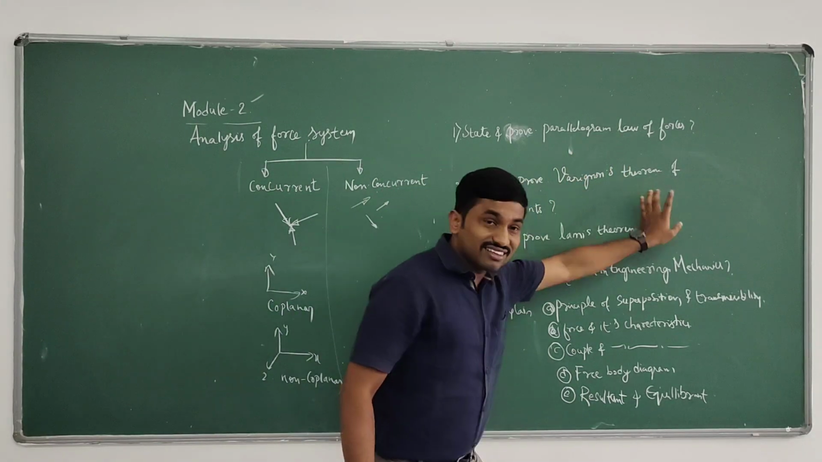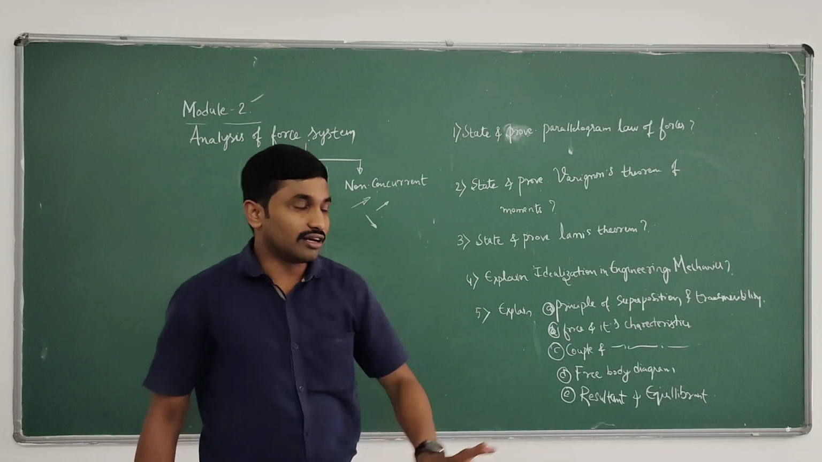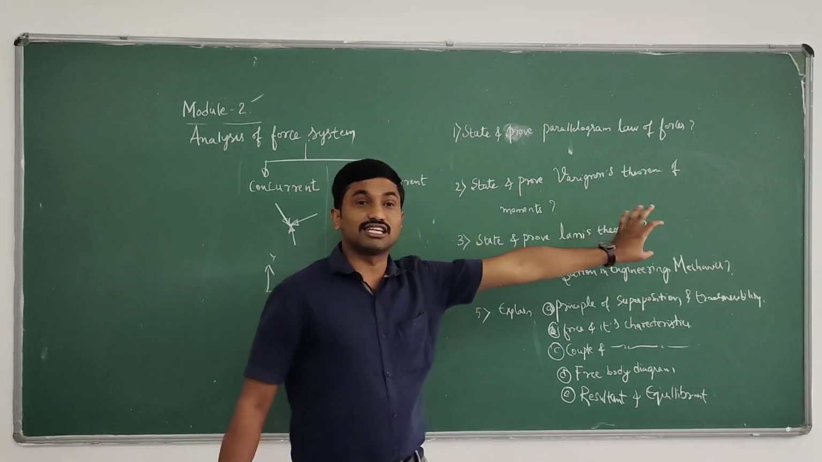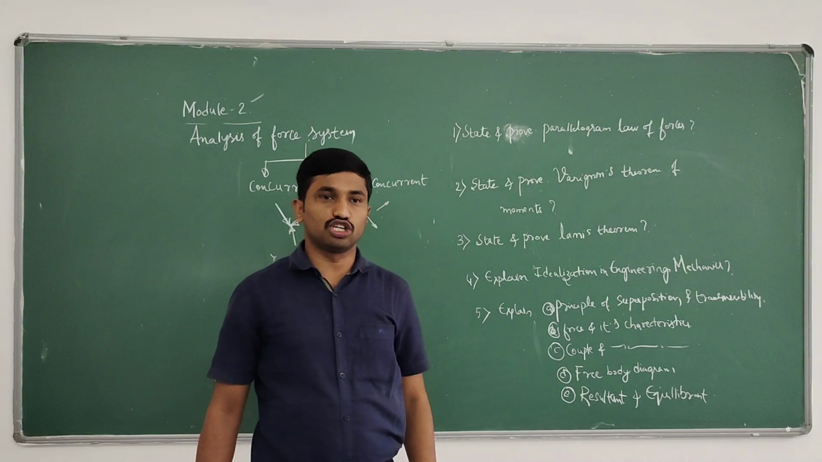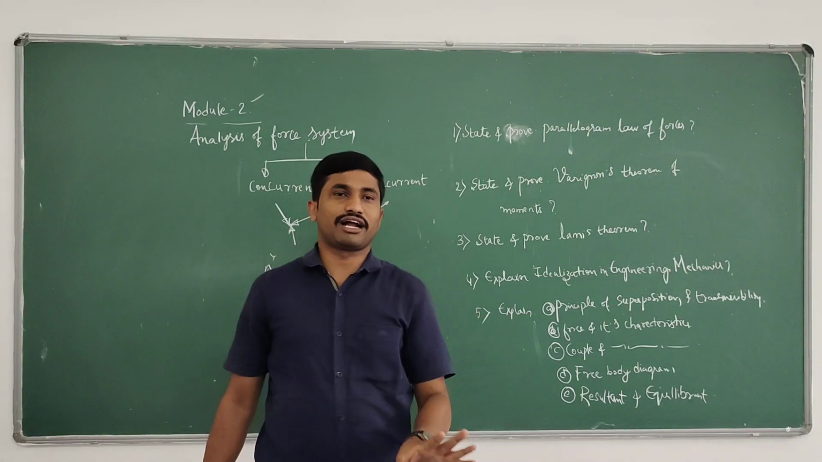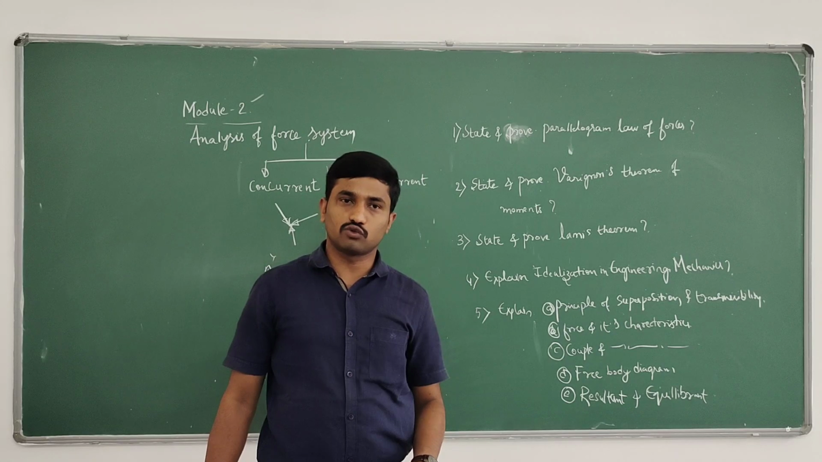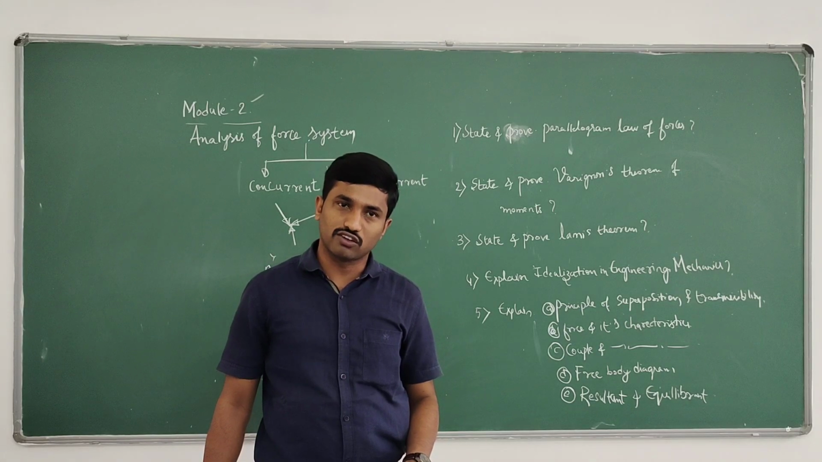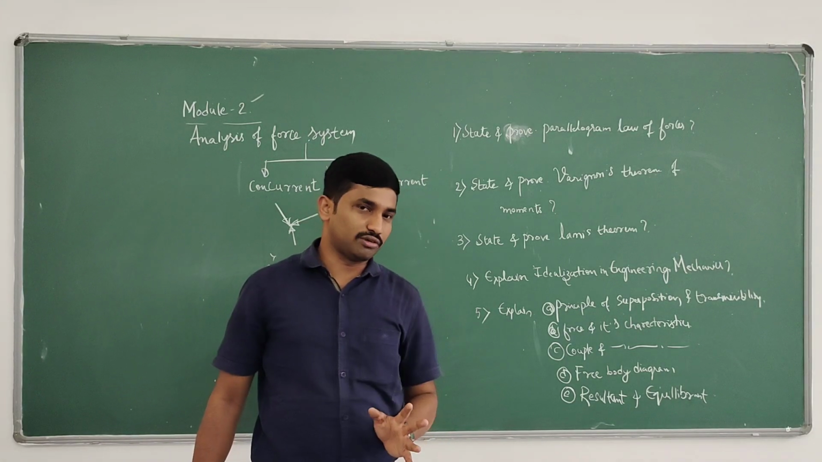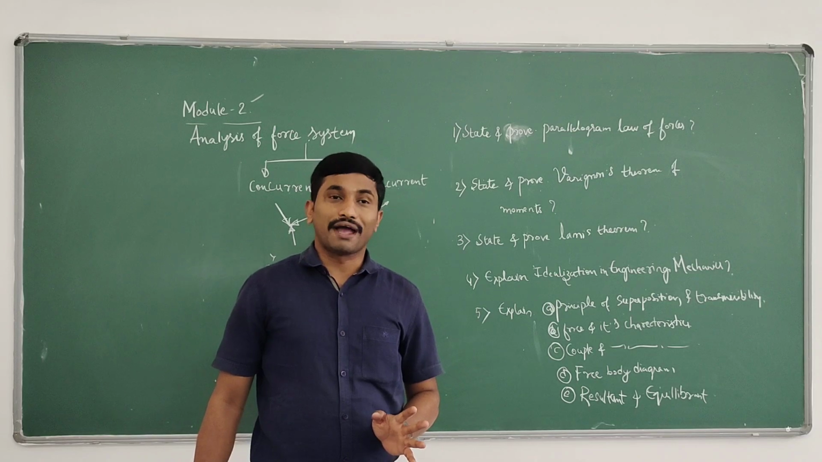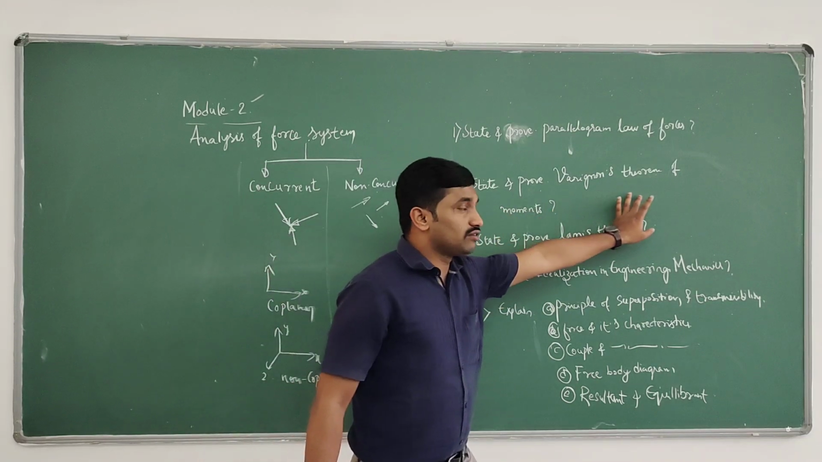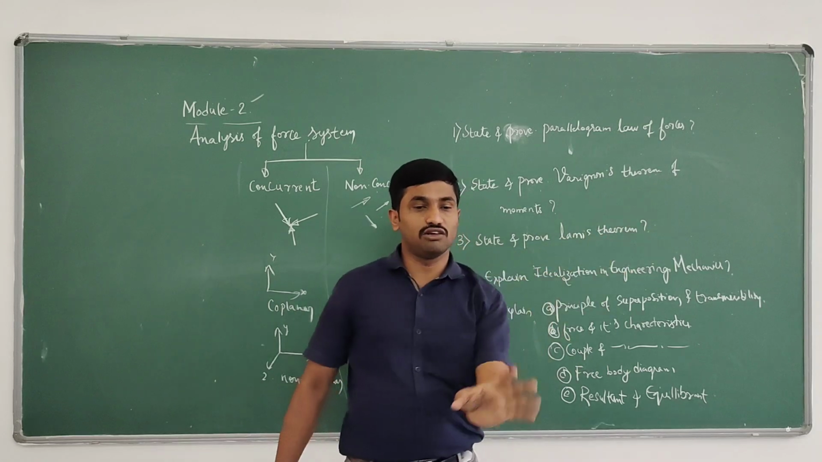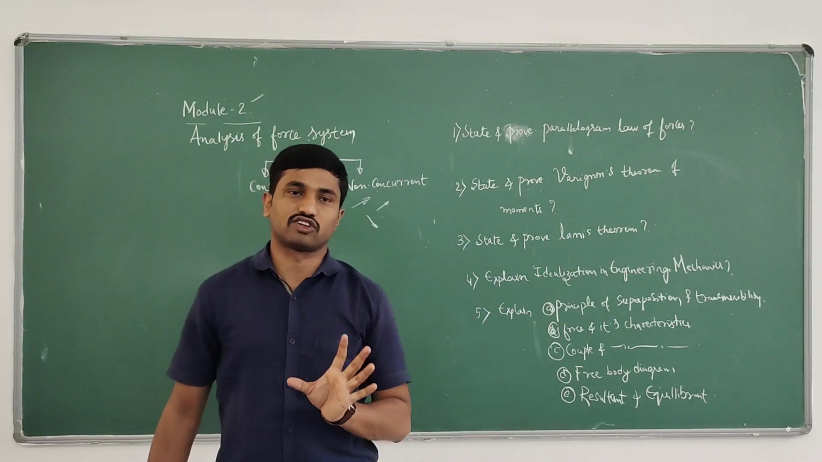Next, Varignon's theorem of moments. Here, in addition to the resultant, you have to determine the position. The resultant can be determined using R equals square root of sigma Fx square plus sigma Fy square. Theta is also the same: theta equals tan inverse of magnitude of sigma Fy by sigma Fx. But in addition, you determine the position, that is the x intercept and y intercept.